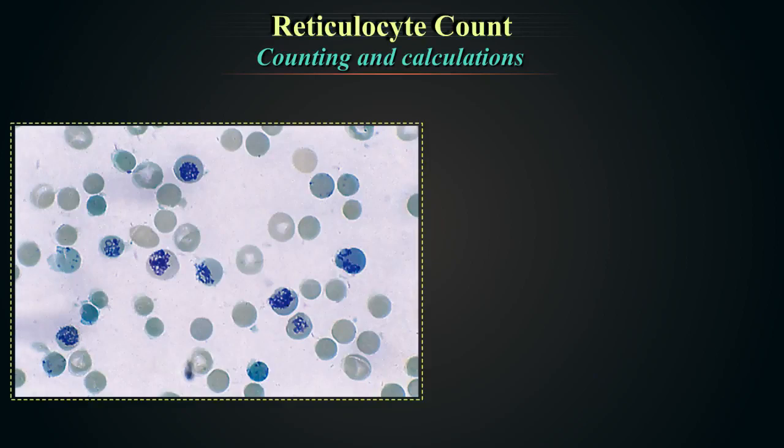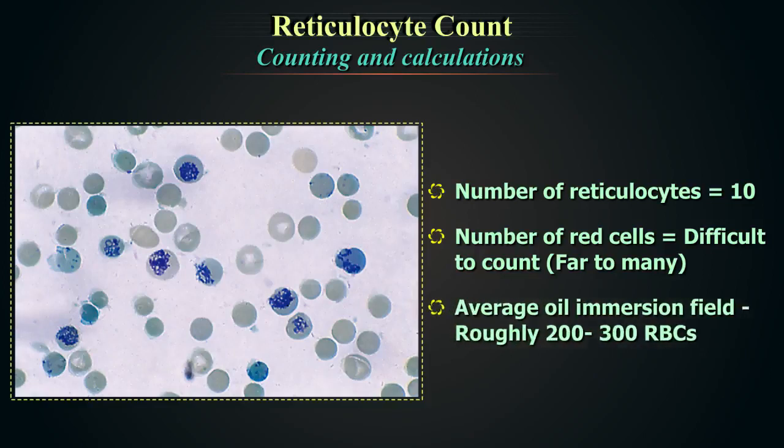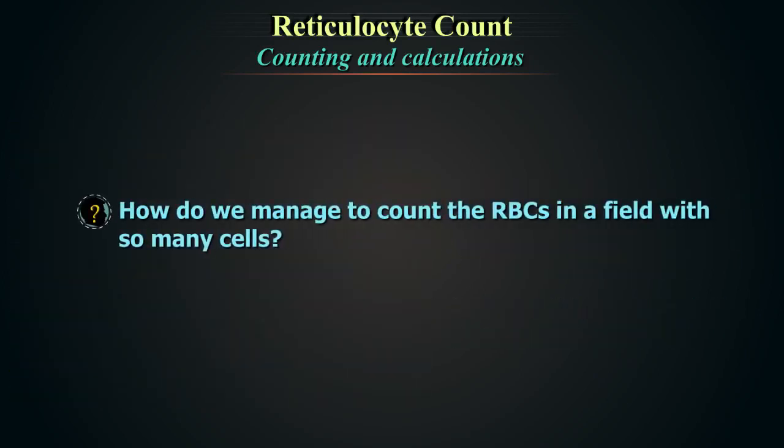Can you count the number of reticulocytes? Yes. How many? 10. Can you count the number of red cells? Difficult. Why? Because there are far too many. An average oil immersion field will have roughly 200 to 300 red blood cells, depending on the RBC count in the sample. So how do we manage to count the RBCs in a field with so many cells?